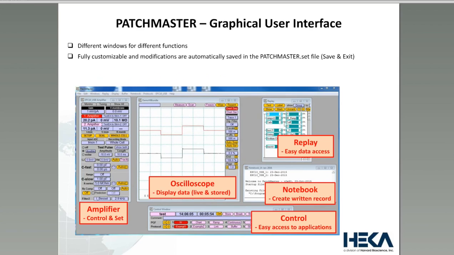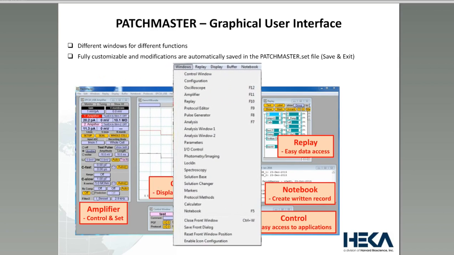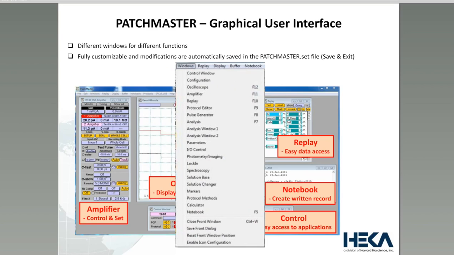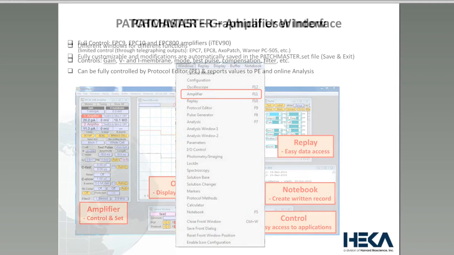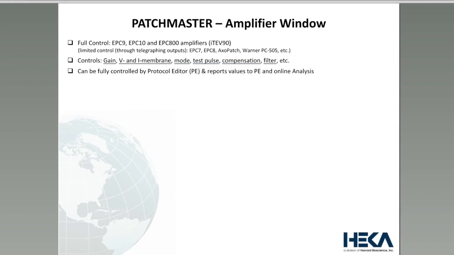Then we have on top of this window here the main menu. And there are a couple of buttons important. One of the more important ones is, of course, the Windows menu. So when you click on this, a drop-down window opens up, which allows you to open and close different windows in PATCHMASTER. And I would like to get started now with one of the more important ones, which is, of course, the amplifier window that controls the amplifier.